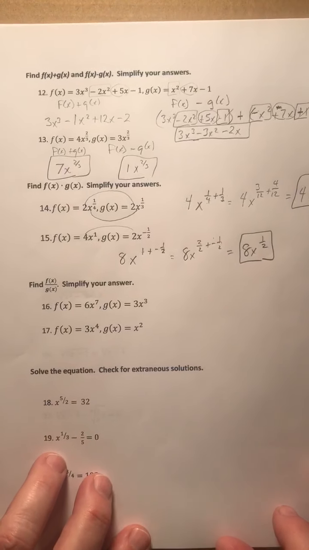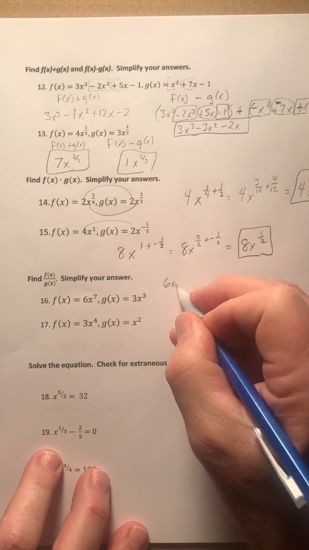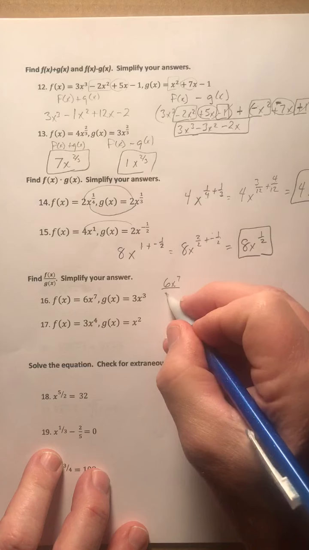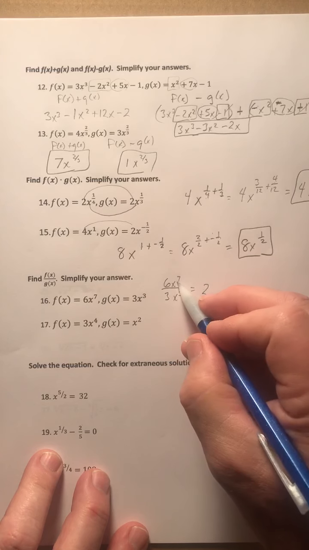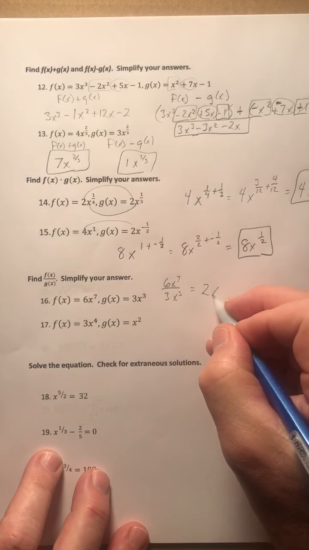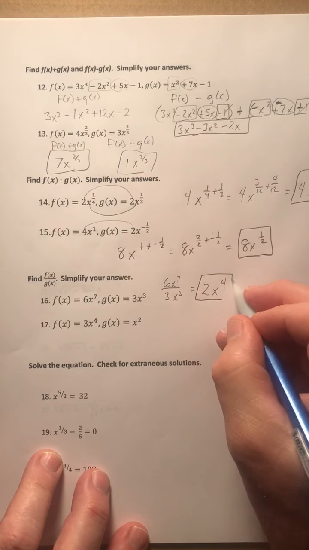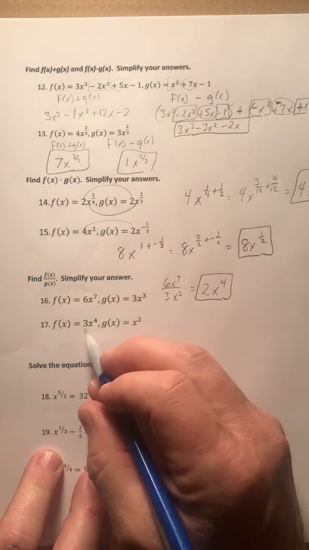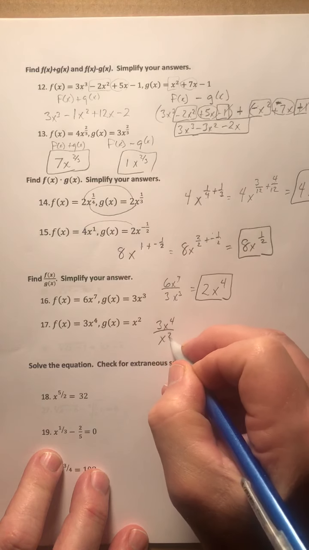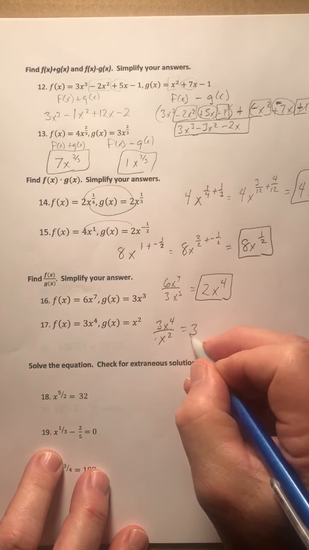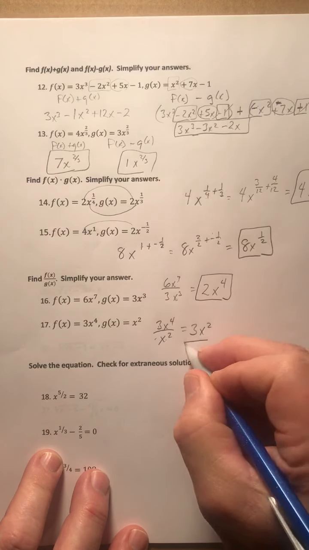And then next we're doing division. So I got f of x, 6x to the 7th over g of x, 3x to the 3rd. 6 divided by 3 is 2. X to the 7th divided by x to the 3rd. Again, we keep the variable and we subtract top minus the bottom, which gives us a 4. Then number 17, I got 3x to the 4th over x squared. 3 divided by 1 is 3. X to the 4th divided by x to the 2nd. Again, we subtract, and I get x to the 2nd.